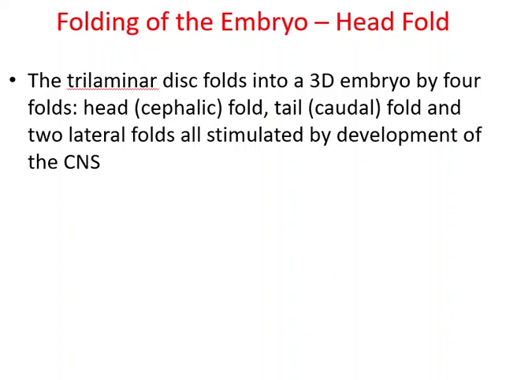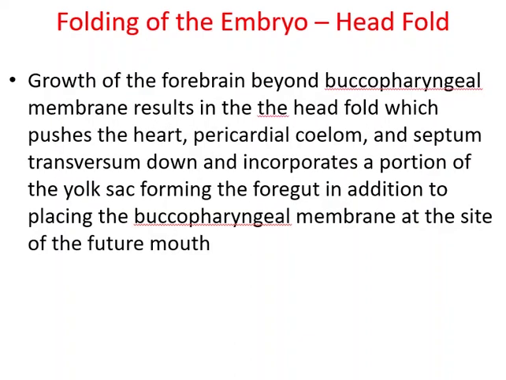Starting with the head fold, the trilaminar disc is folded into a 3D embryo that is recognizable as a human rather than a disc, with a cephalic or head fold, caudal or tail fold, and two lateral folds. All these are stimulated by development of the central nervous system and development of the neural plate.